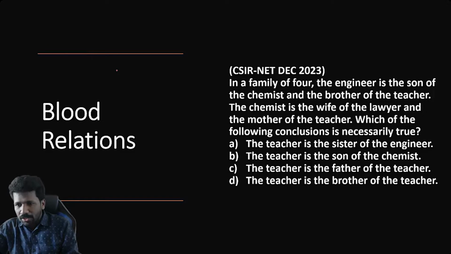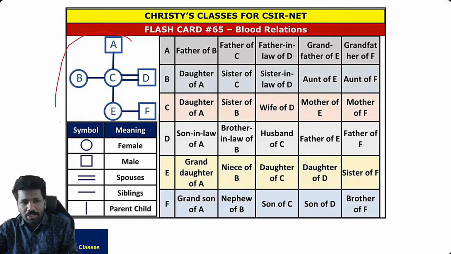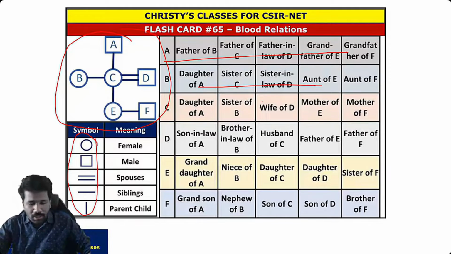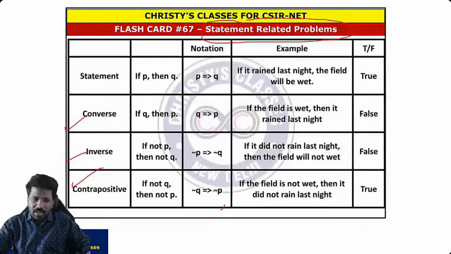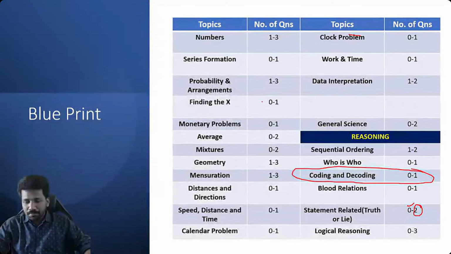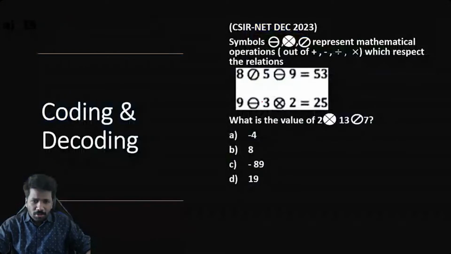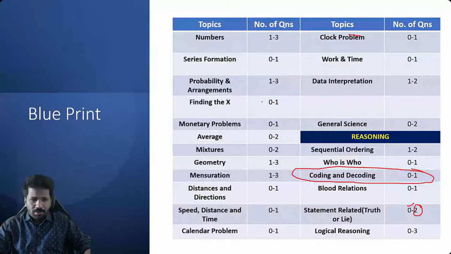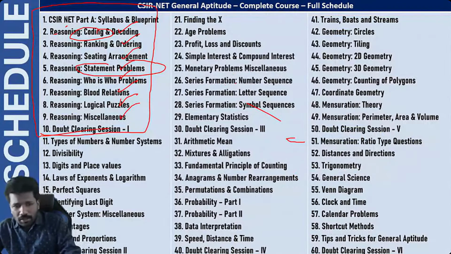December 2023 वाला एक question है blood relation का. So blood relation का question में you should know how to draw a relationship tree. I will teach you in the class how to draw it and how to interpret a relationship tree, that is explained in this flashcard. So blood relation का question भी बहुत ही important है, interesting है. CSIR के लिए भी नहीं, GATE exam में भी blood relation बहुत ही important है. So blood relation से भी 0 to 1 questions आ सकता है. So that is blood relation.